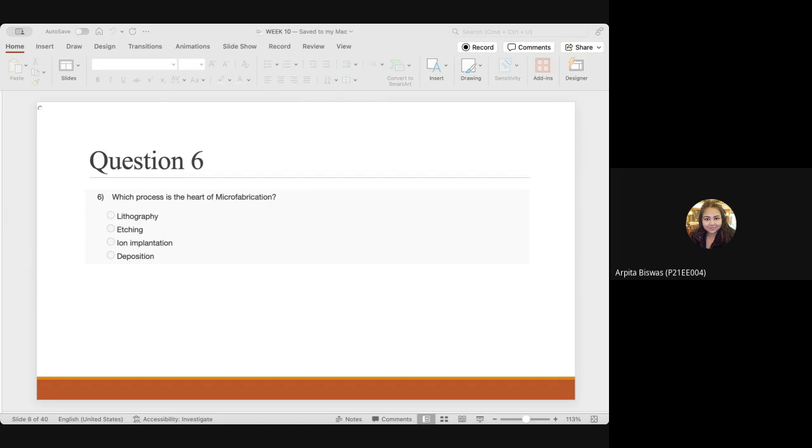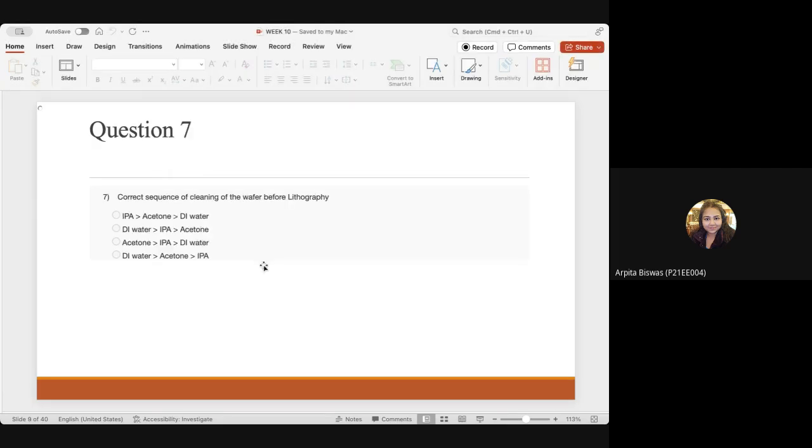So go through the question carefully. Which process is the heart of microfabrication? The right option is option A, lithography. So next move toward question number 7.